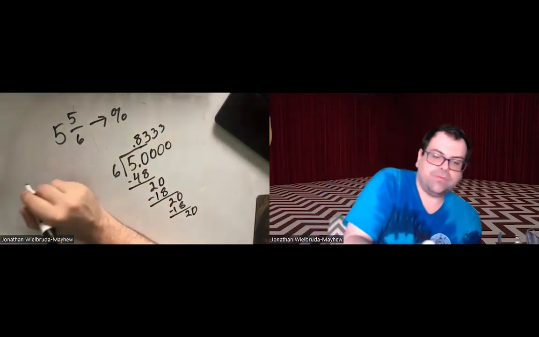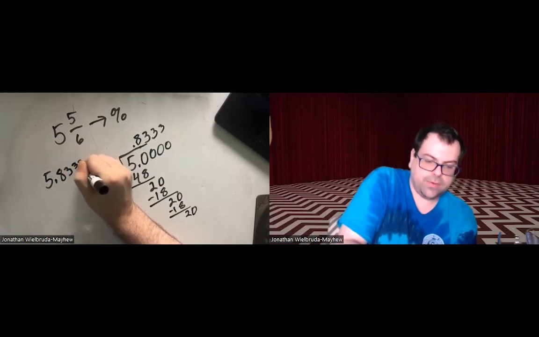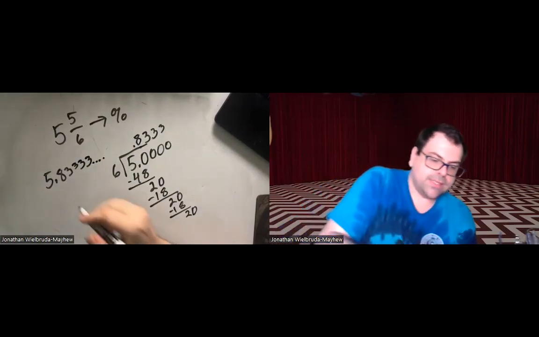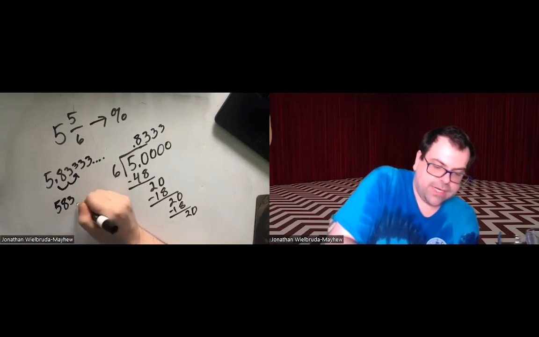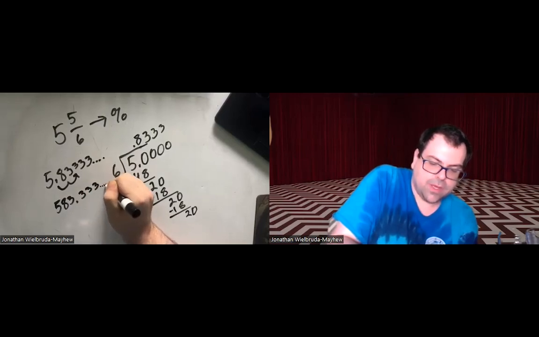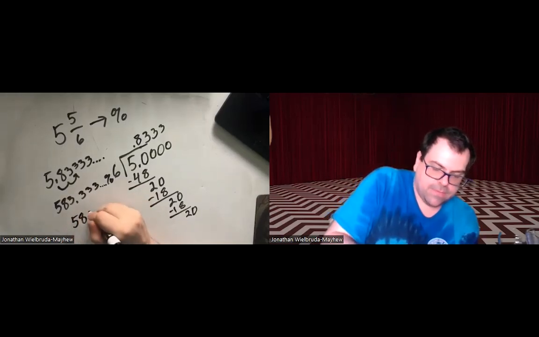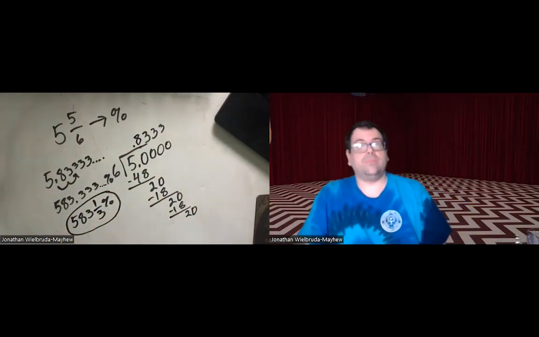So as a decimal, 5 and 5/6 would be 5.833333, so on and so forth. Decimal to percent is 2 spaces to the right, 583.333, and so on percent. And what is 0.3 repeating? It's 1/3. 583 and 1/3%.